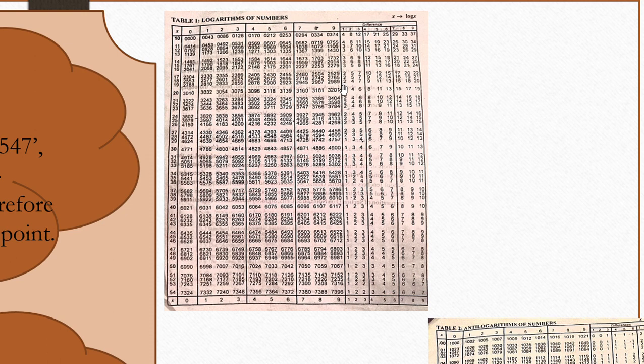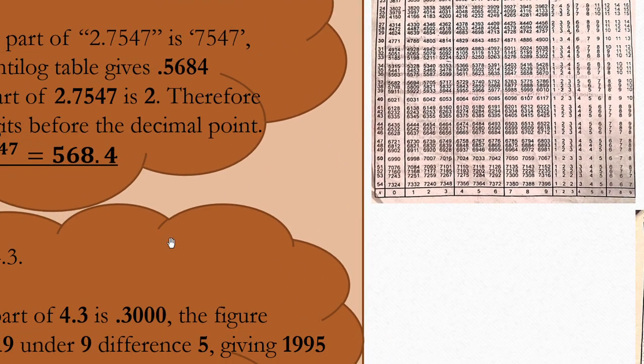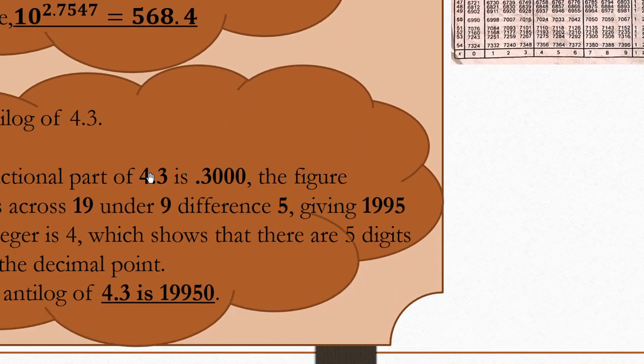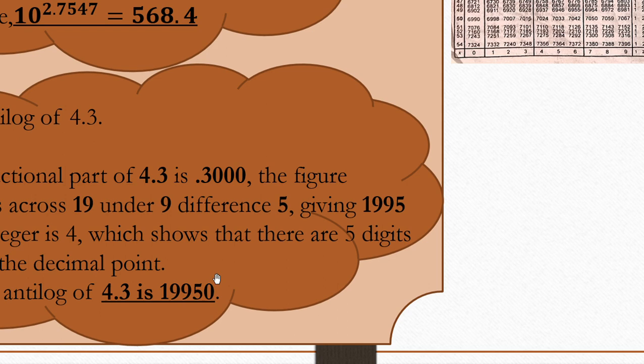Now we have to find the difference that we will add to this to make it 3000. So 11: if we add 2989 to 11, it will give us 3000. That means our answer will be 19 under 9, difference 5. So therefore our answer is 1995. Sorry for my mistake.